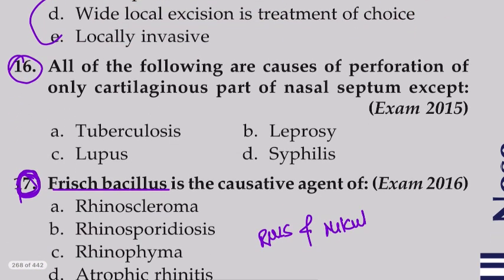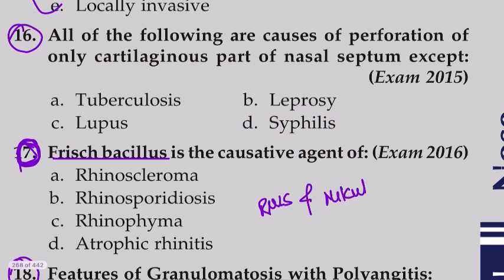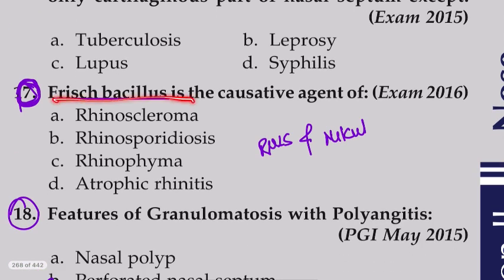All of the following are causes of perforation of only the cartilaginous part of the nasal septum except, right? Tuberculosis, lupus, leprosy, syphilis. So syphilis will cause what? It will cause perforation of the bony septal part also, not just the cartilaginous part, right? Now, Frisch bacillus is the causative agent of, we have already said, rhinoscleroma, right?